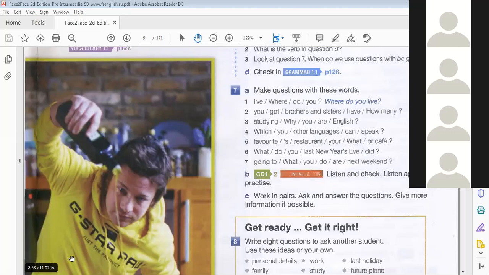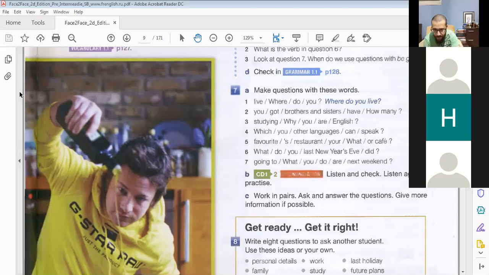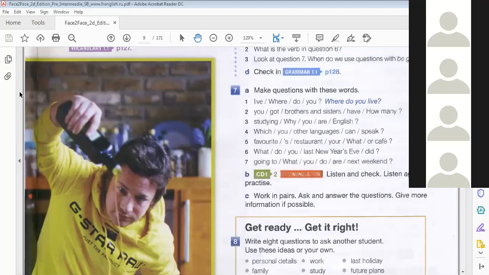What's your restaurant favorite or coffee? Okay. What's your restaurant or coffee favorite? We usually use adjectives before nouns, right, Hannah? What is your favorite restaurant or coffee? Okay, that's it. That's correct. Let's see, who else do we have? Samiha, are you there? Yes. What did you do last New Year's Eve? Nice.